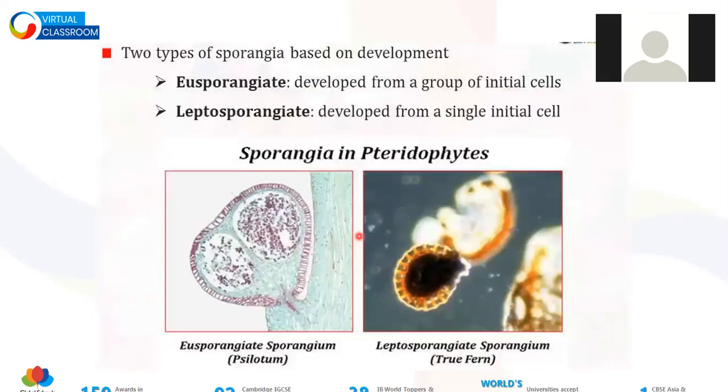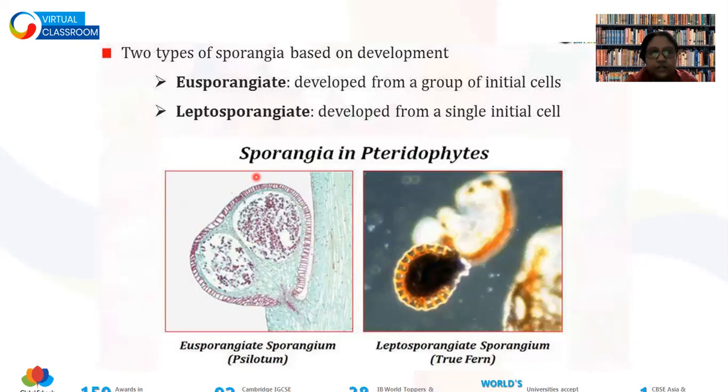Yes, ma'am. So now, depending on the development, it can be classified into eusporangiate and leptosporangiate. If the sporangium is developed from a group of cells, we call them eusporangiate. Here you can see many cells are there. And if it is developed from a single cell, we call it leptosporangiate.